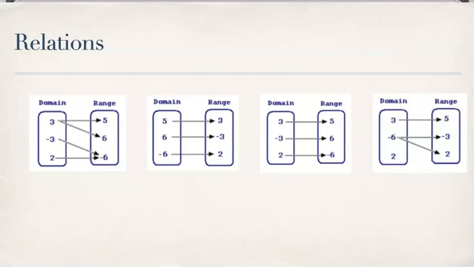So you can have any set of inputs and outputs that you want, but only some of them are functions. Any domain that goes with a range is a relation, but some relations are also functions. Some relations are also functions. Okay.